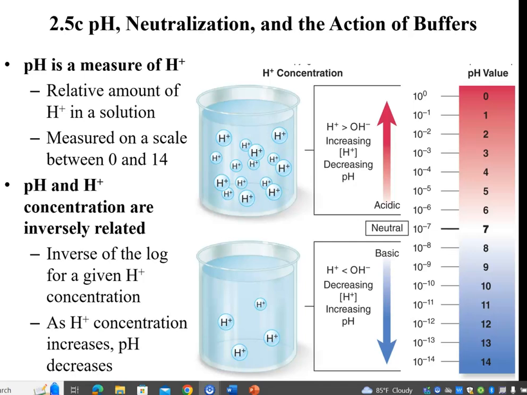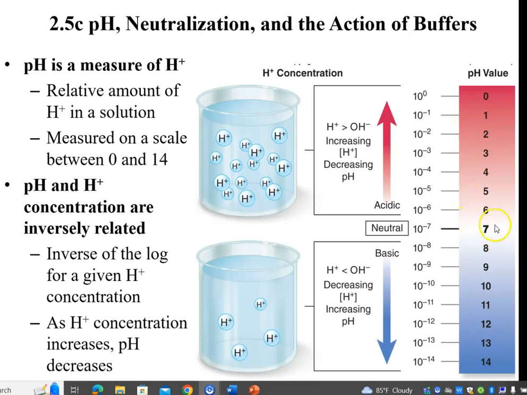As far as the math goes, it's the inverse of the log for a given hydrogen concentration. Inverse meaning that as hydrogen concentration increases, pH decreases. And the log means that we're working on a scale of base 10. To simplify that, you can say that every increment on the pH scale increases by a factor of 10.